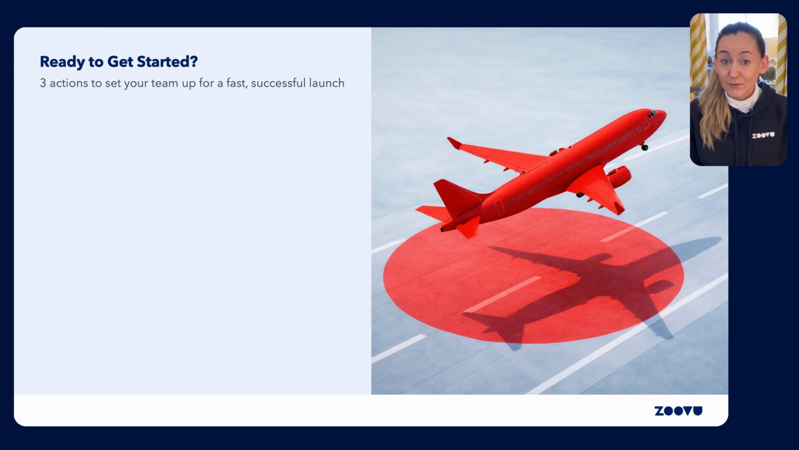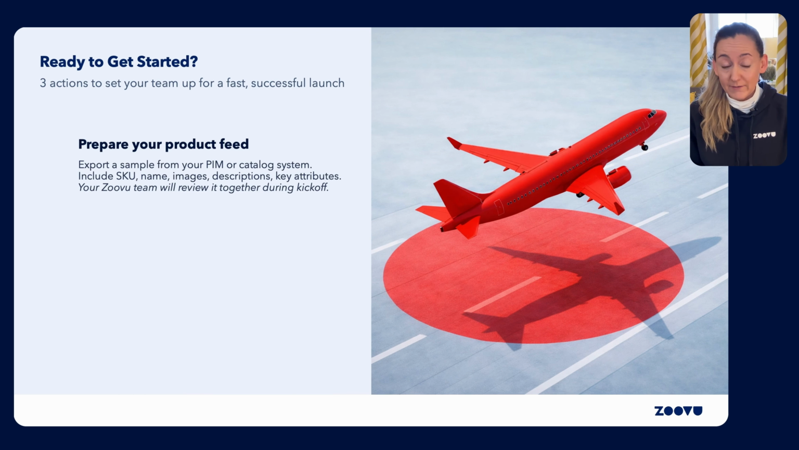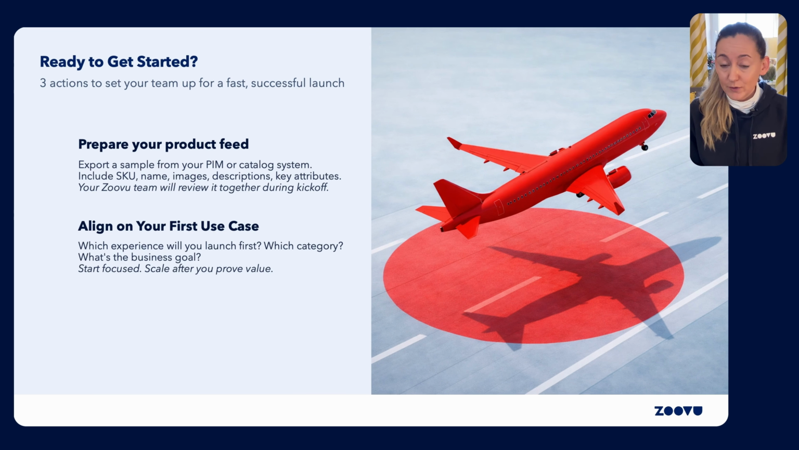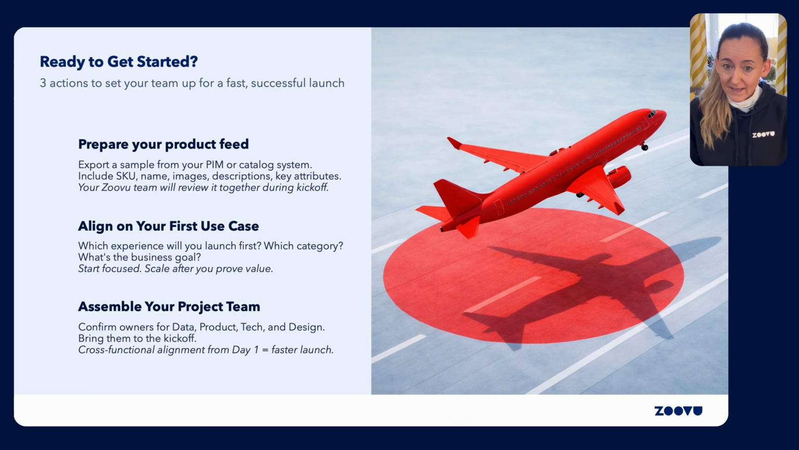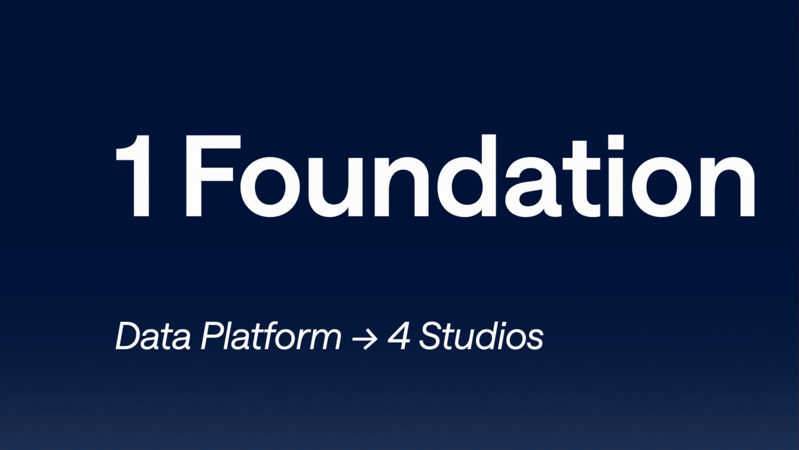So, where do you start? 3 things that you can do right now. Pull a sample product feed from your PIM, pick your first use case, one category, one experience, and assign clear owners across data, product, tech, and design. Start focused, prove value, and then scale. That's Zoovu, one foundation, 4 studios. Everything is there, ready when you are.